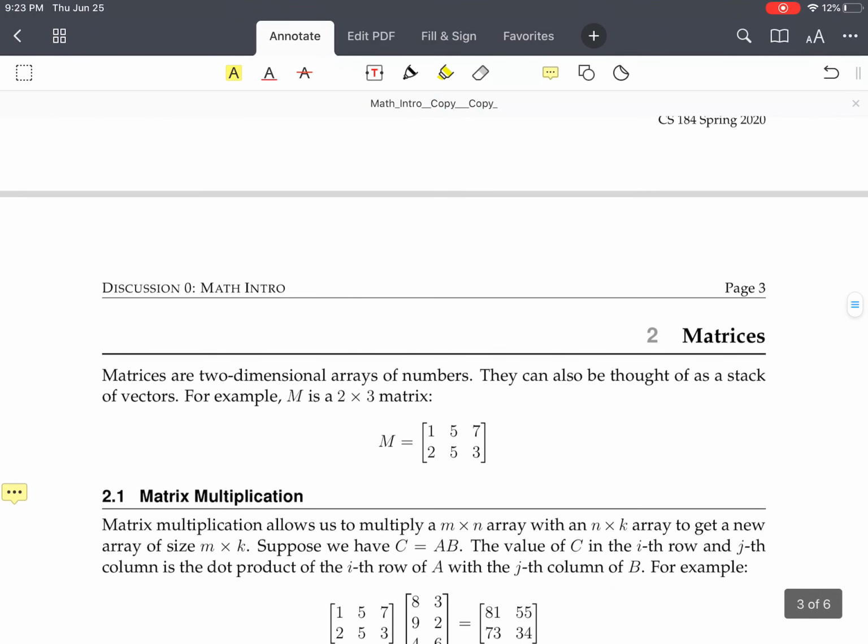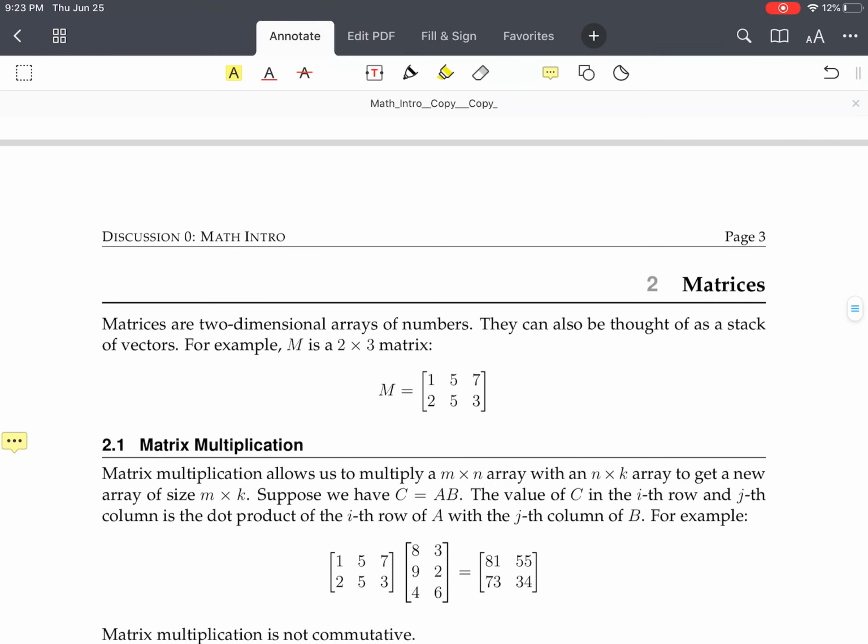So next up are matrices. And matrices are essentially two-dimensional arrays of numbers. And so you can also think of them kind of as a stack of vectors where each column or each row is a vector. And so in this case, we have example matrix M, which is a 2x3 matrix.